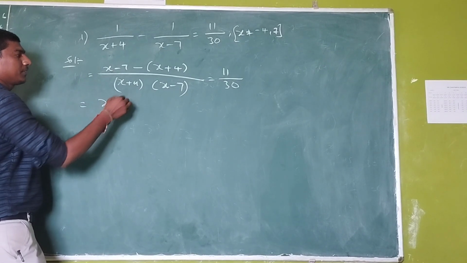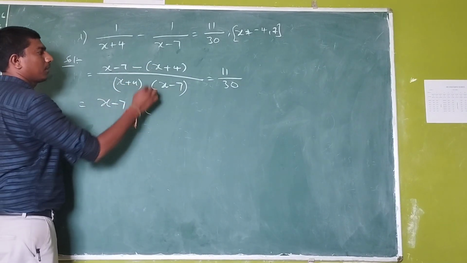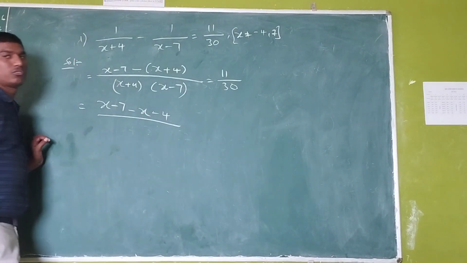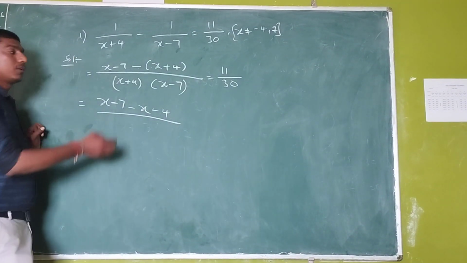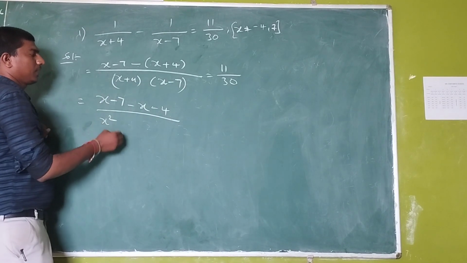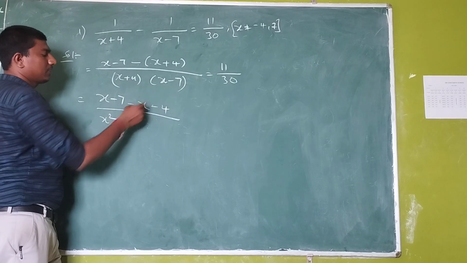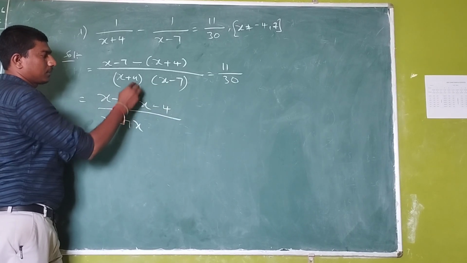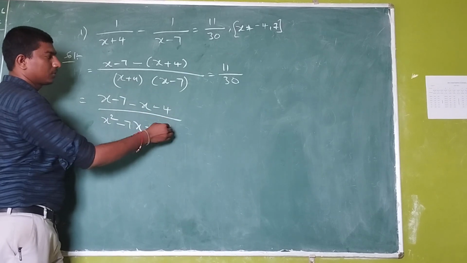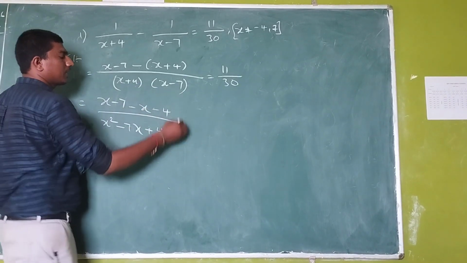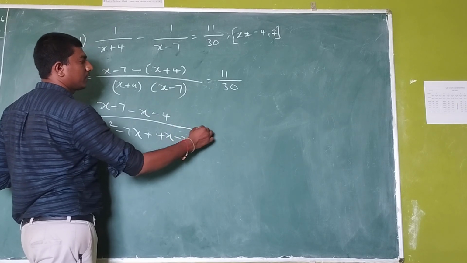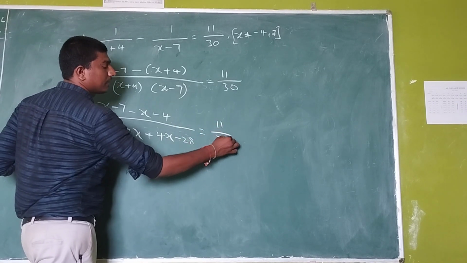x minus 7, let it be, minus x minus 4, divided by the product of the double bracket. x into x, x square. x into minus 7, 4 into x. There is a plus, I kept a plus only. Next, 4 sevens are 28, so therefore minus 28. That is equal to 11 by 30.